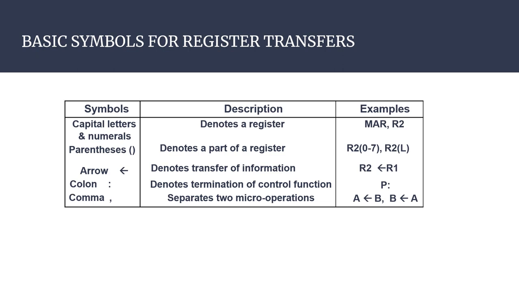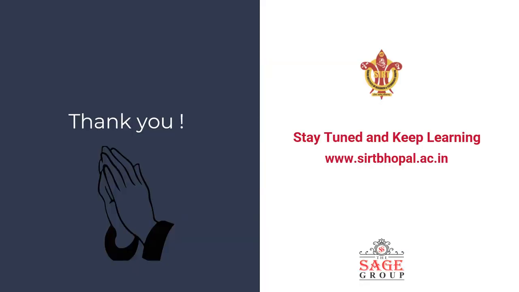And the last symbol is comma. The comma separates two simultaneous operations. It can be any micro operations, like here we have specified data transfer operations, B to A here and A to B here. Okay, so these are the basic symbols which are used in the register transfer language.